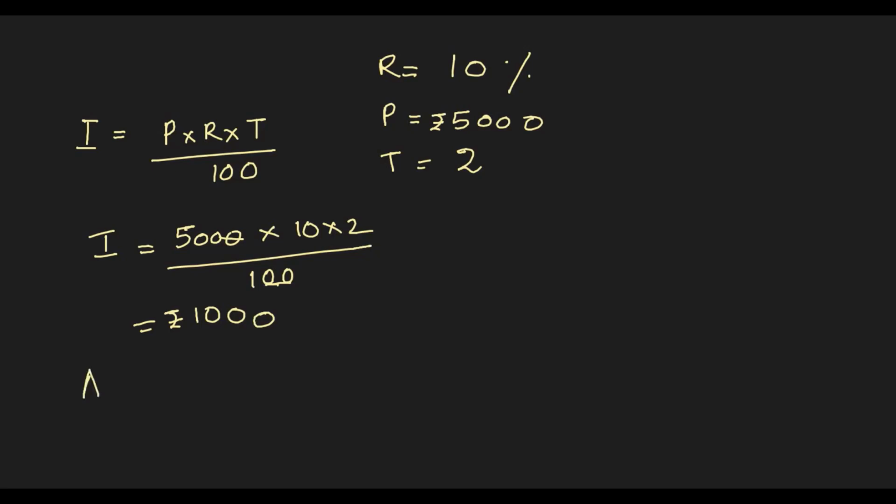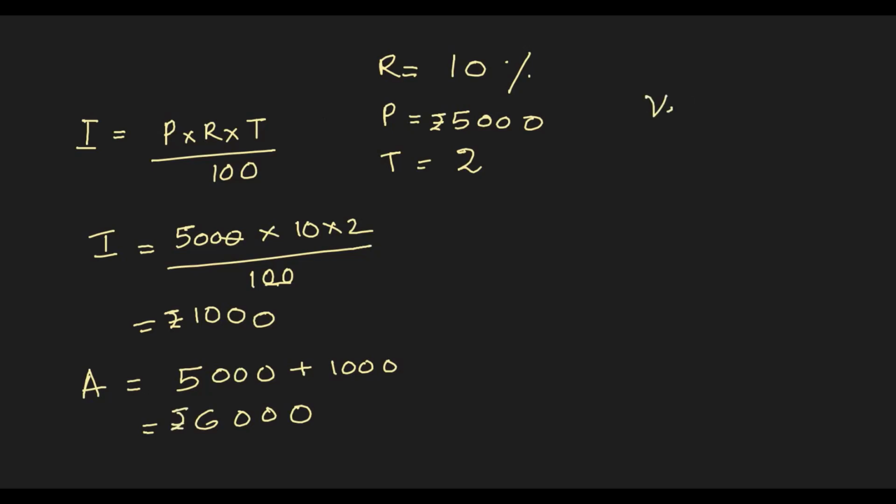So the total amount he gets is the 5,000 which was deposited plus the interest. So he gets 6,000 rupees.